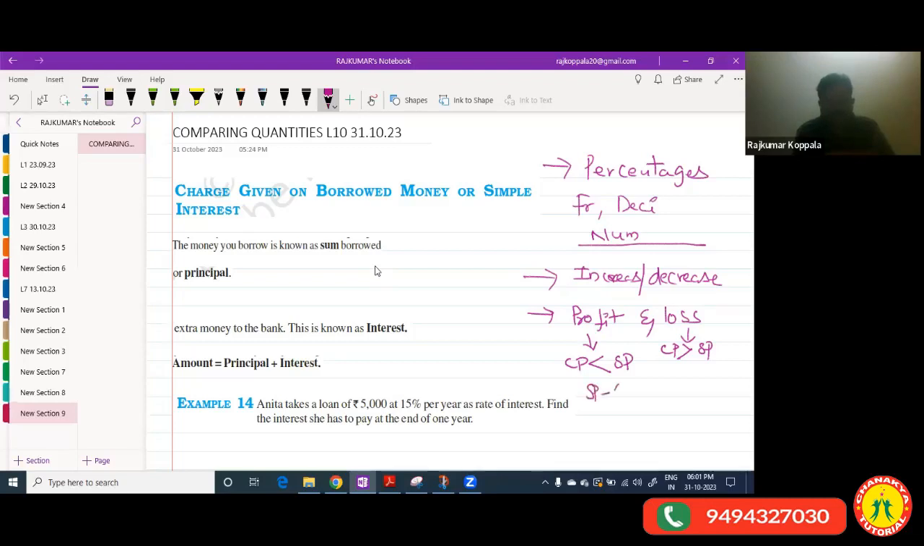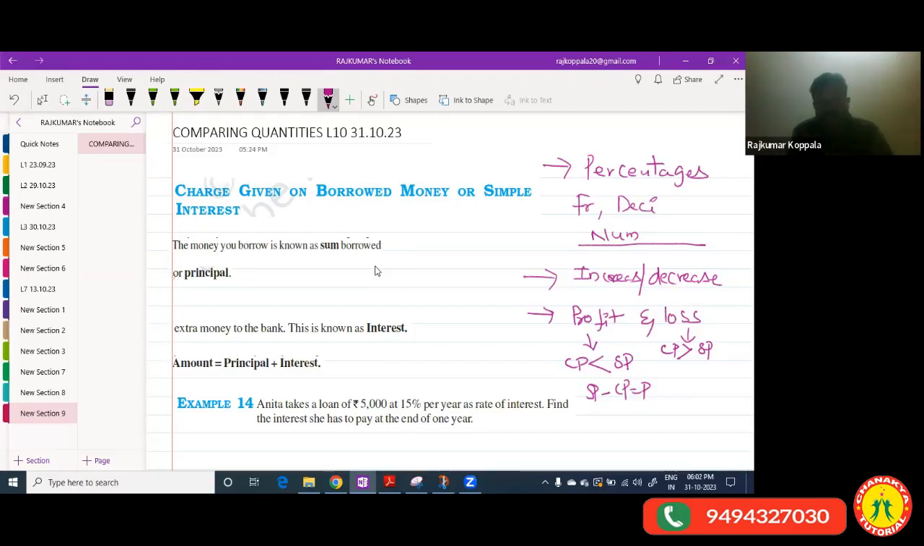Selling price minus cost price will be profit. For example, if you buy a pen for 10 rupees and you sell it for 12 rupees, then will you get profit or loss? Obviously, profit only we will get. How will we calculate that? From the selling price. Here the selling price is more. So from that selling price, if you subtract the cost price, you will get the profit.